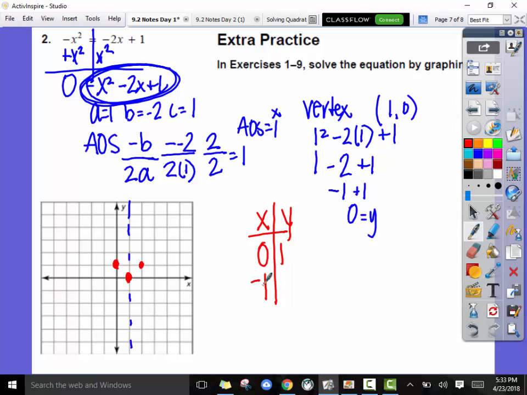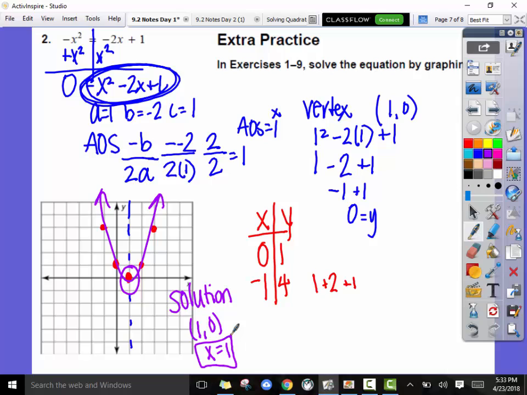Okay, negative 1. So negative 1 squared would be positive 1. Minus 2 times negative 1 is positive 2. So that would be 1 plus 2 plus 1, which is 4. Okay, and so your solution is right here. 1, 0. We can also just say x equals 1 is the solution.